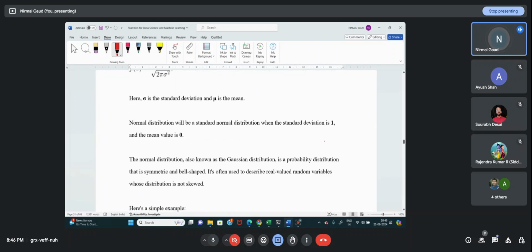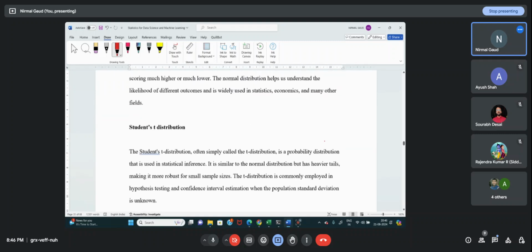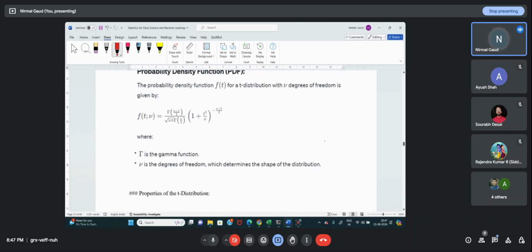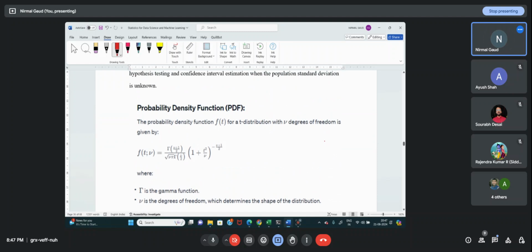Then, in student t distribution, I need to talk about the probability density function of it. That means how you can define student t distribution and what is degree of freedom. These are the two things I want to talk about.